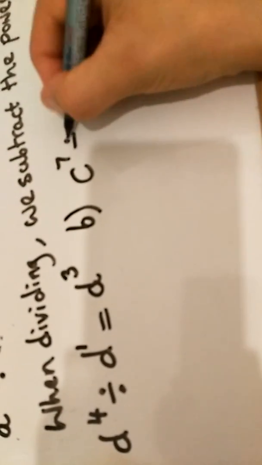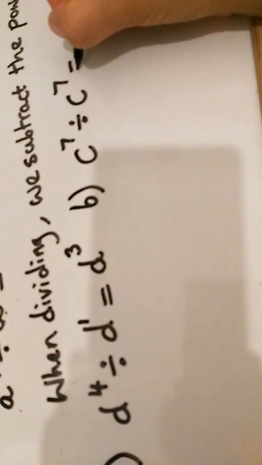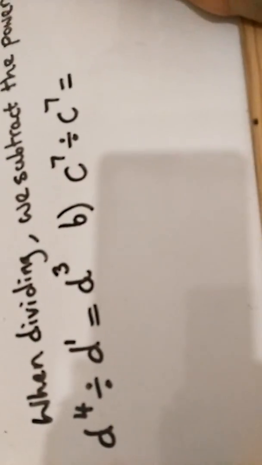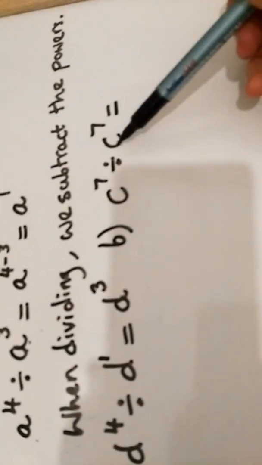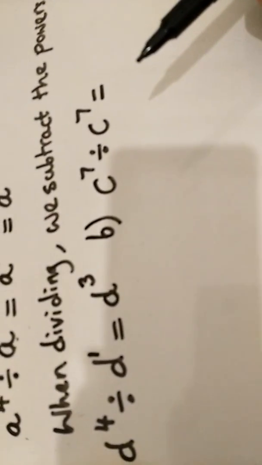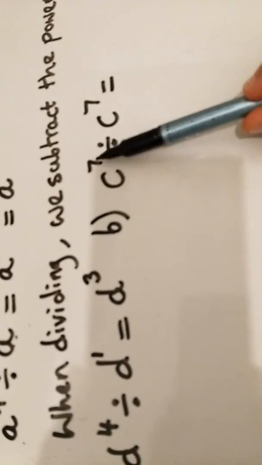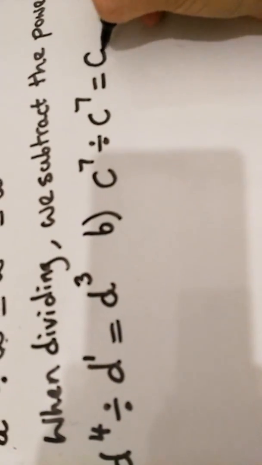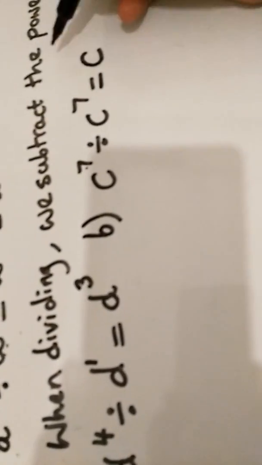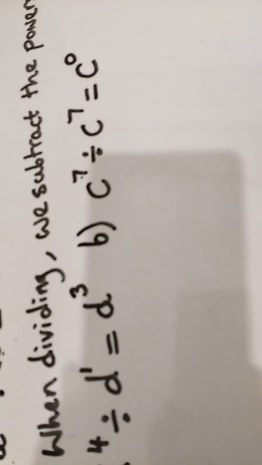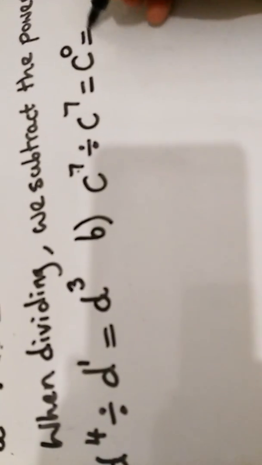c to the power of 7 divided by c to the power of 7. Now, you know from primary school, maybe primary 3, that anything divided by itself is going to be 1. So if we did 5 divided by 5, we get 1. 1,000 divided by 1,000, we get 1. 1,000,000 divided by 1,000,000, you get 1. So c to the power of 7 divided by c to the power of 7 is 1. But say I did what I said here, so 7 take away 7, that gives us 0. c to the power of 0 is 1. That's another rule that we're going to look at later on. But just remember, anything divided by itself gives you 1.